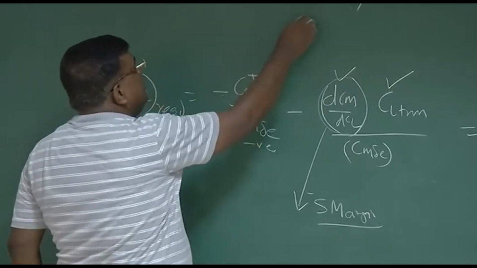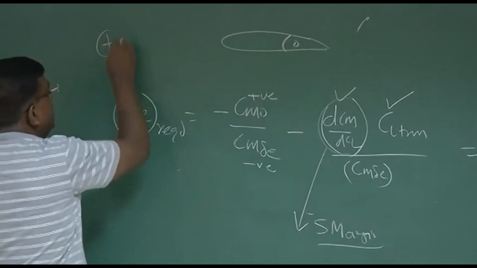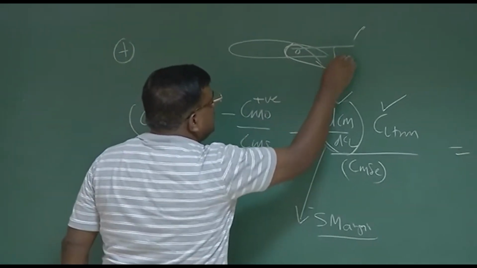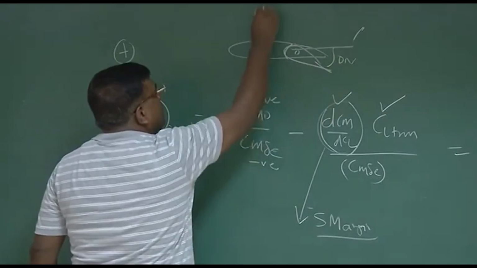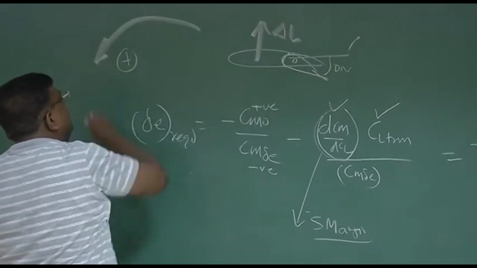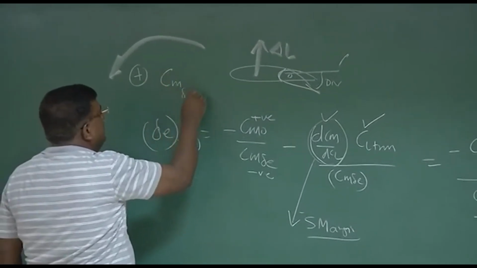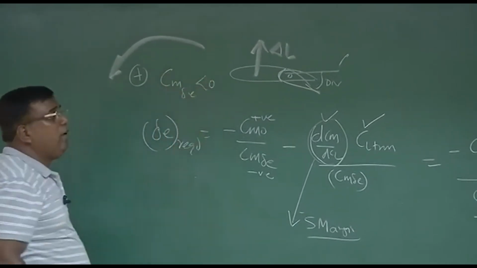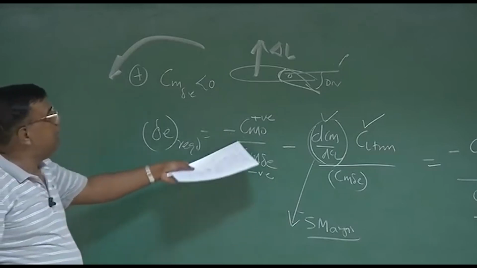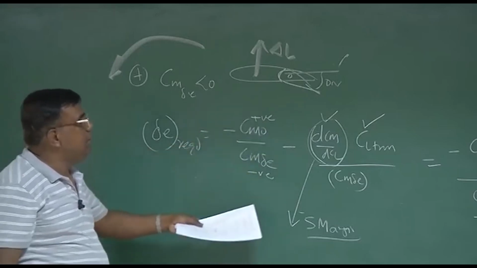If this is the tail, this is the elevator, CG is somewhere here, and delta E positive we have defined as down. If you check the note, this delta E down will give additional lift here, which will give nose down moment about CG. So we say Cm delta E is less than 0. It is negative. For a positive delta E, there is a negative Cm. So this is negative, this is positive.